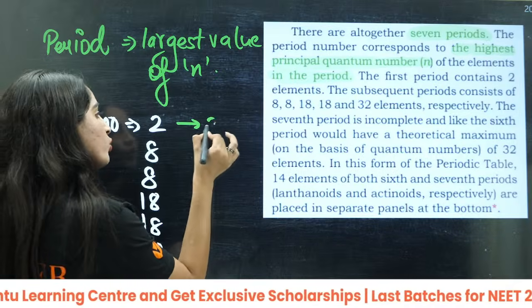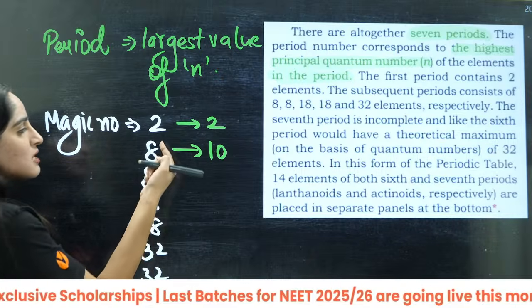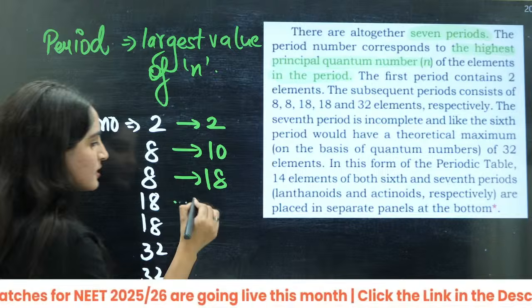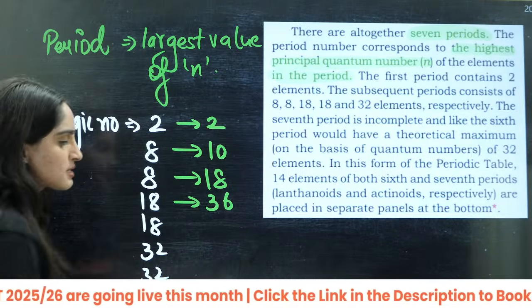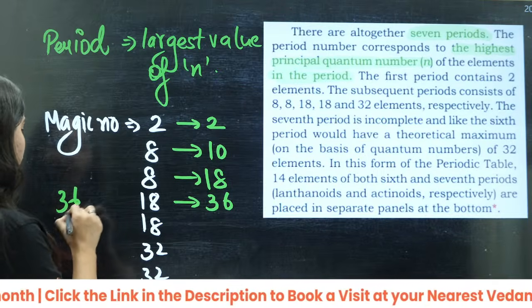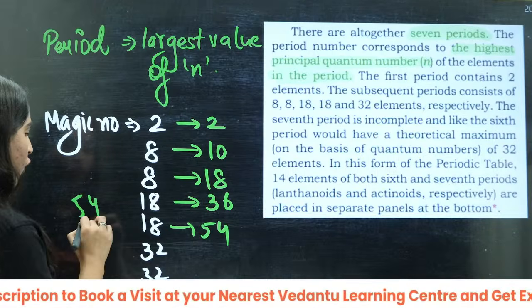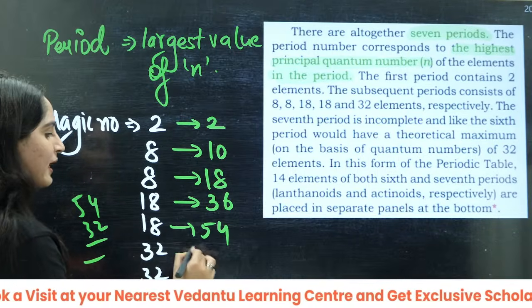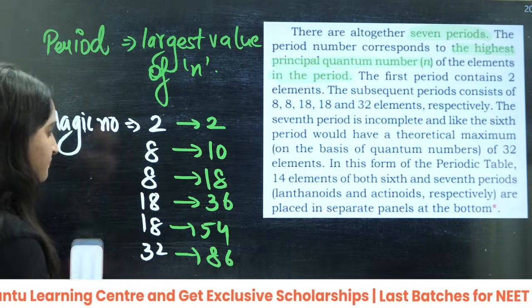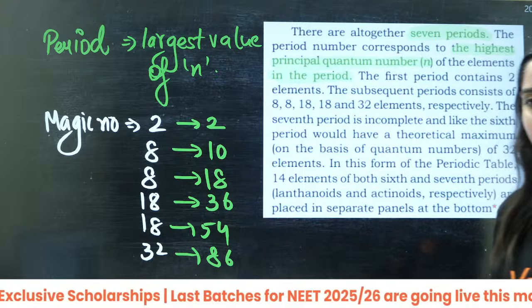This is your 2. This is 2 plus 8, that is 10. This is 10 plus 8, that is 18. 18 plus 18, that is 36. 36 plus 18, I think 54, right? That will be 54. 54 plus 32, that will be 86. Now what are these? 2, 10, 18, 36, 54, 86.